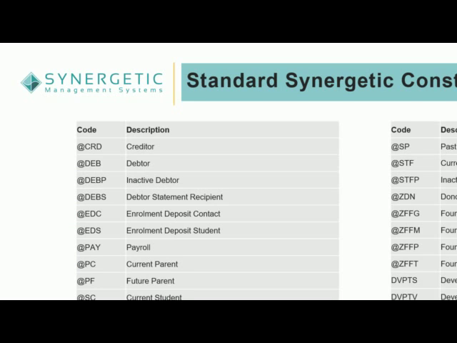Okay. Now these are just the standard Synergetic constituencies. There's a copy of these in one of the workbooks, which I'm pretty sure is in the intro to Synergetic. If not, it's the community one, either one, and it's just got a list of the constituency codes and a description of each.